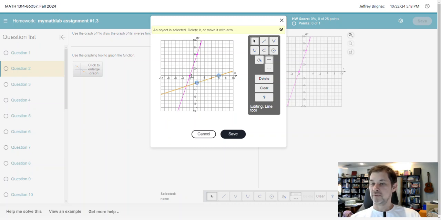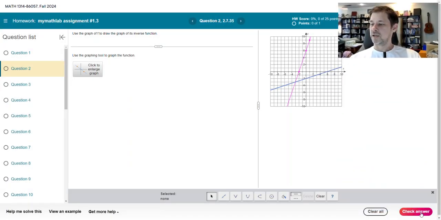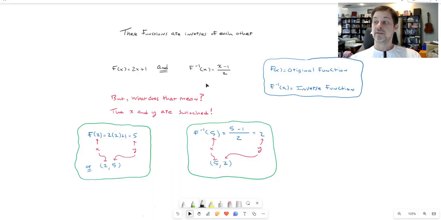I took this one right here, I switched the x and the y, and I took that one and switched the x and the y. I could have used this one too, but I didn't have to, so I'm not worried about it. I'll save it and I'll check it, and of course it'll be right. So that's an introduction, something real basic about what an inverse function is. No matter how it's given to you, you just know that in the end, it just means the x's and the y's are switched.